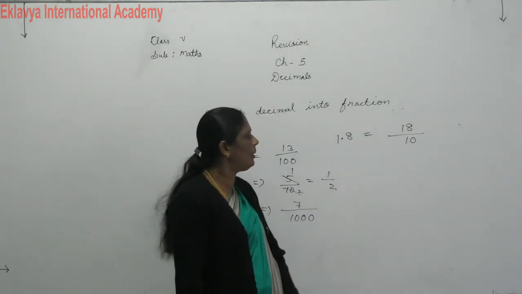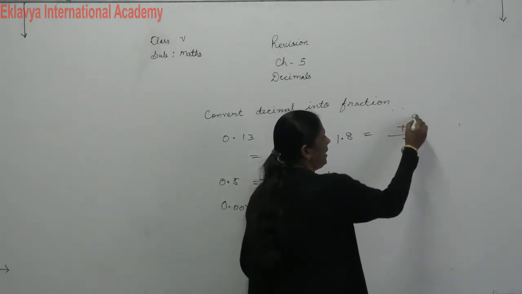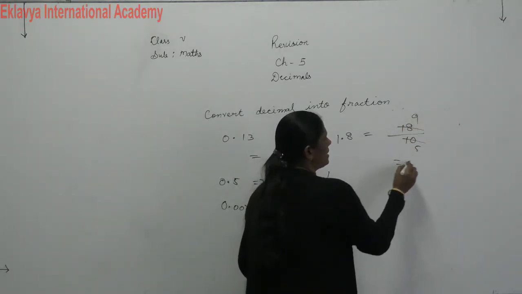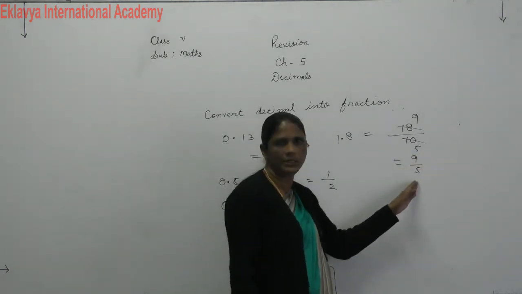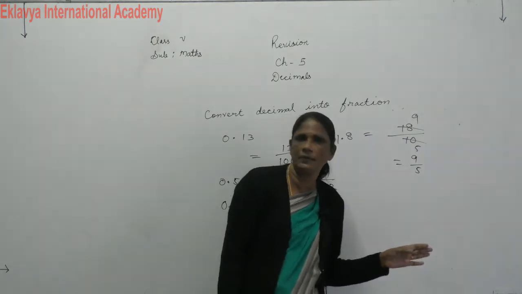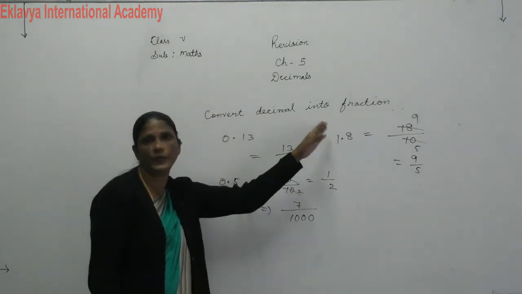Here the common factor is 2. Here 9. Here 5. Our answer is 9/5. Then this is an improper fraction. You convert this into a mixed fraction. Do you understand how to convert decimal into fraction?